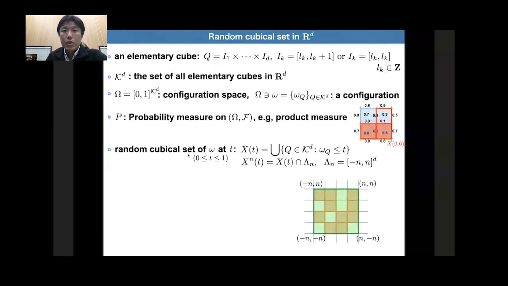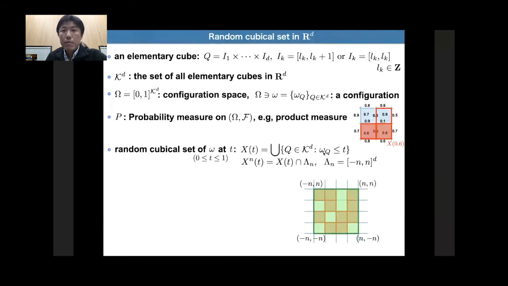Under this preparation, our random cubical set is given, for each configuration omega and time t, as the collection of all elementary cubes whose assigned values are less than or equal to t. So of course, the randomness on omega will induce a randomness on the cubical set through this.